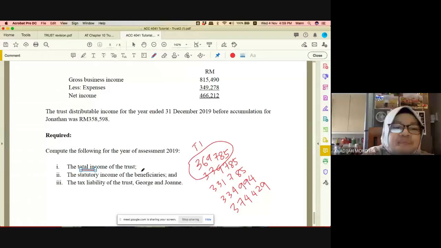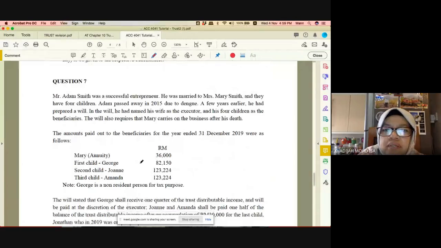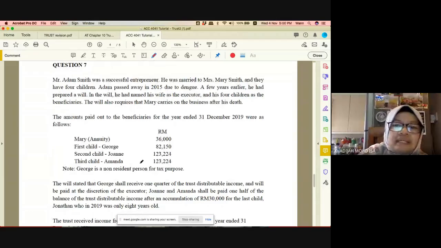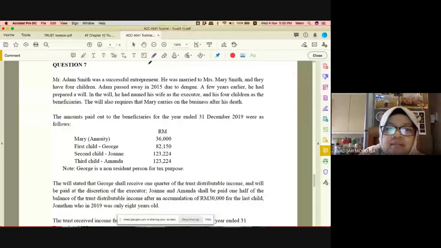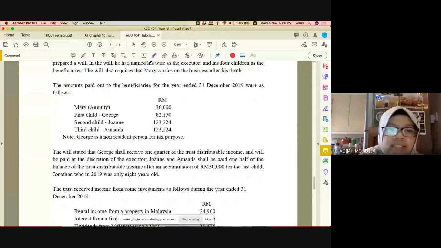So let's look at the answer to the question now. Then you compute your statutory income of the beneficiary and taxable income for the trust, George and Joanne. Okay, what happened here? Mr. Adam married to Mary Smith, 4 children, passed away in 2015 due to dengue. A few years earlier, he prepared a will, with his wife as the executor and 4 children as the beneficiaries. Mary carries on the business of his after his death. Amount paid to Mary, annuity, first child George, Joanne and Amanda. George is the non-resident.